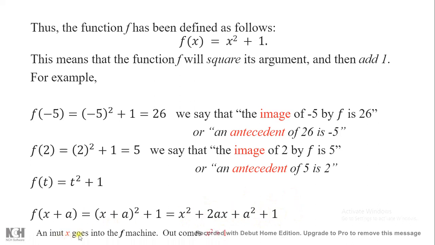Input x goes into the f machine, out comes x squared plus 1. And this is one of the ways to represent a function. This is the name of the function, this is the input, and that is the output.